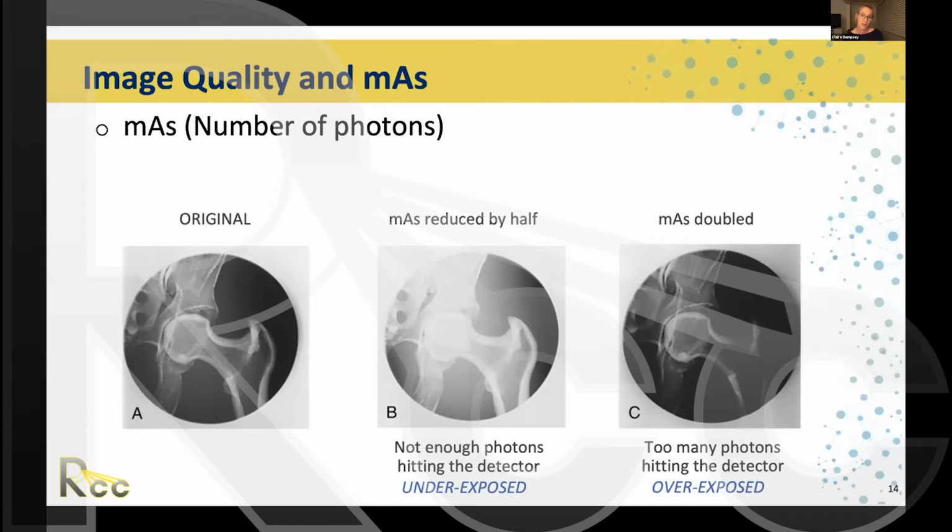If we double the MAS from the original, keeping the kV the same, we'll be doubling really the number of photons that are hitting the patient and thus reaching the detector. And so in the case of C, there are too many photons that are hitting the detector. So this image is overexposed. So there's I guess a bit of an art to finding the right values to get the image quality that you need for your patients.